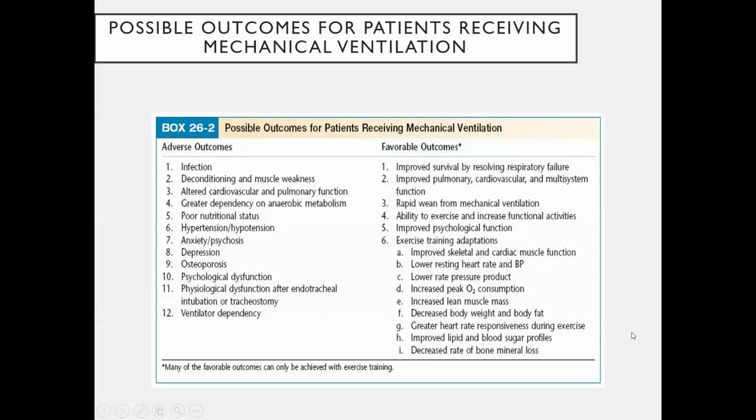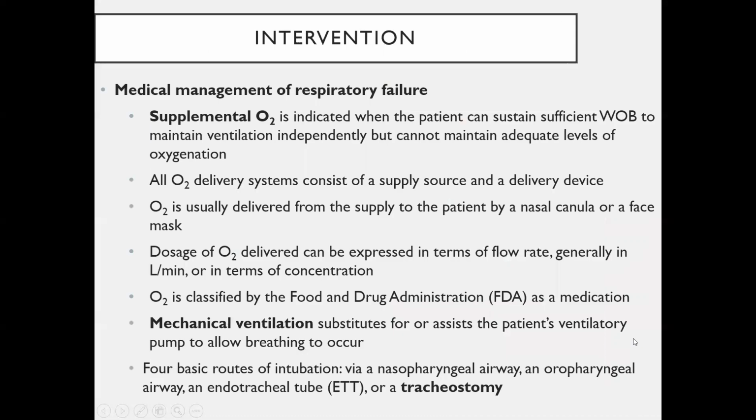Here's, from your rehab book, the possible outcomes for patients receiving mechanical ventilation. You don't have to know all of these, but I did put them there in case you encounter somebody who has mechanical ventilation. Supplemental O2 is indicated when the patient can sustain sufficient work of breathing. Supplemental O2 is when they have an oxygen line. This means they can breathe fine, the work of breathing is fine, but they can't maintain adequate levels of oxygen, right?